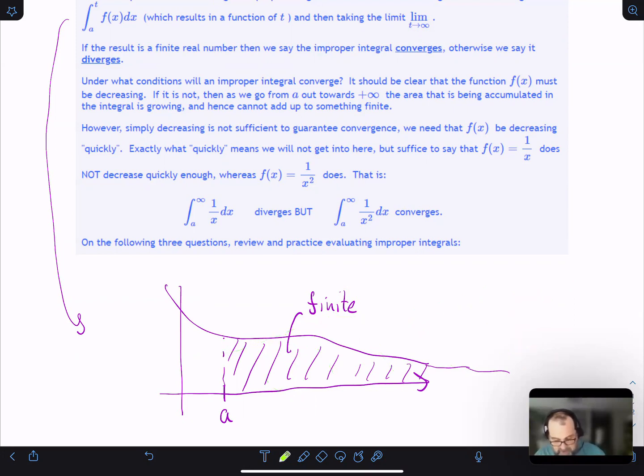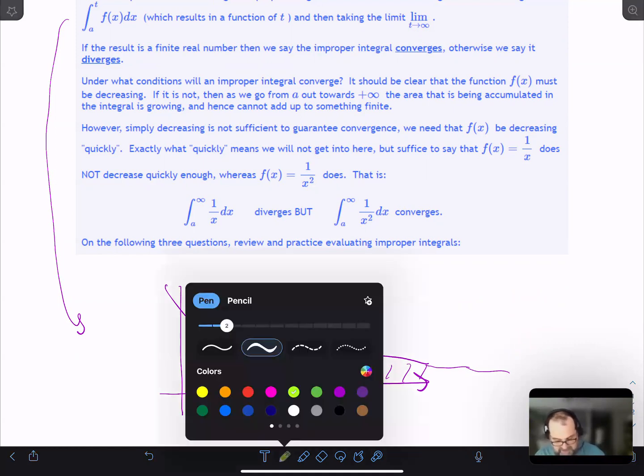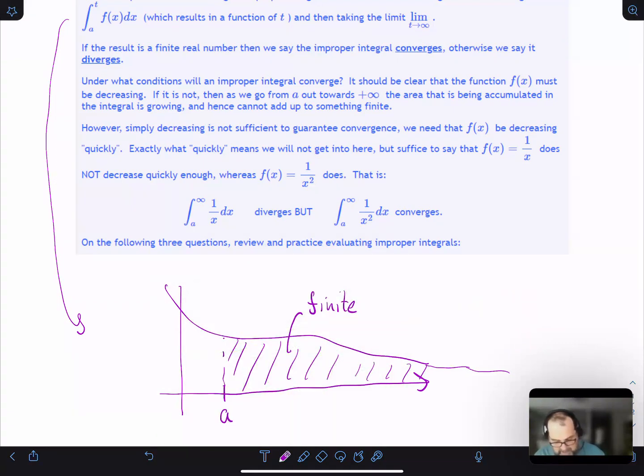So we certainly need a graph that comes down to the x-axis and is asymptotic with the x-axis. But that by itself is not enough. It also needs to come down fast. It needs to come down quickly enough to be convergent and not be accumulating too much area over here in the tail. So that's kind of the idea.